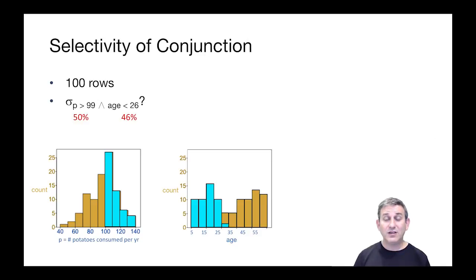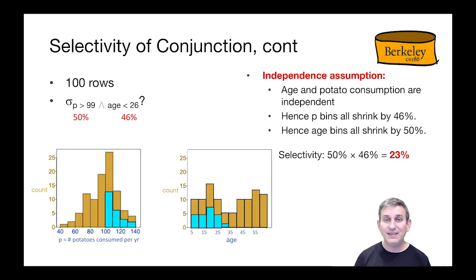Now let's look at a more interesting scenario where we have a selection with a conjunction in it, the selection p greater than 99 and age is less than 26. In this case, we're going to make another assumption, which is that these two predicates are independent of each other. That is, the probability that you're a particular age is independent of the probability that you consume a certain amount of potatoes. Okay? So if you want to look at this on the left-hand side, we're going to take the potato histogram and we're going to shrink it proportionally by the estimates of the overlapping age bins. And so we'll see for potatoes 100 through 140, we're going to shrink each bin by 46% because we had 46 on the right-hand side.